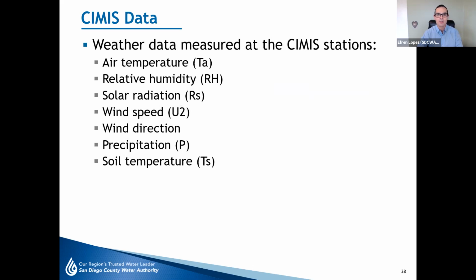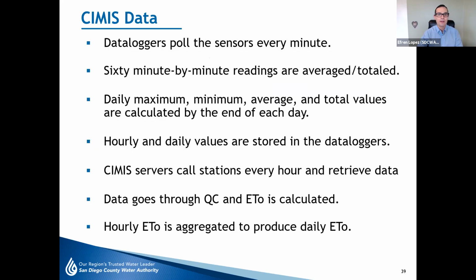Next slide, please. CIMIS works by using data loggers. They poll the sensors every minute. You get 60 minute-by-minute readings that are averaged and then totaled. You get the daily maximum, minimum, average, and total values, which are calculated each day. The data does go through some QC, and then eventually the ETo is calculated. CIMIS servers call the station every hour and retrieve this data in a CDS format.